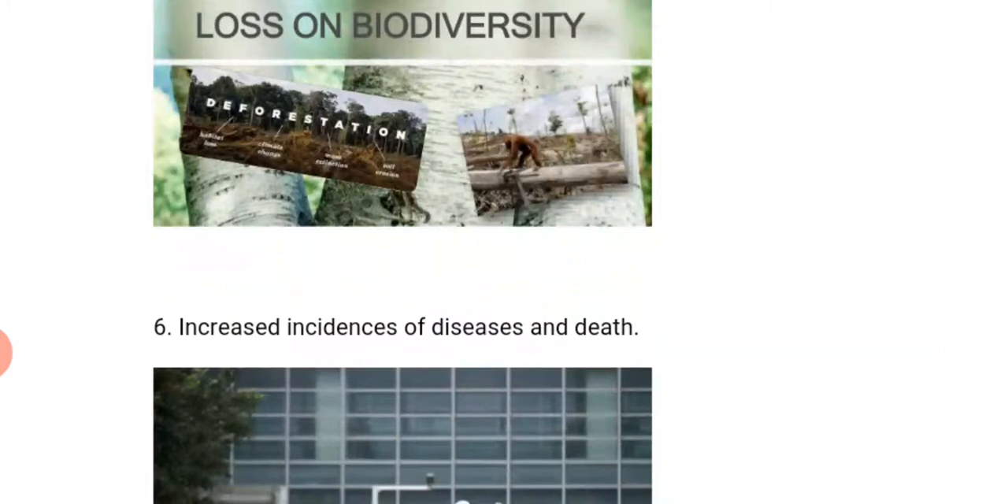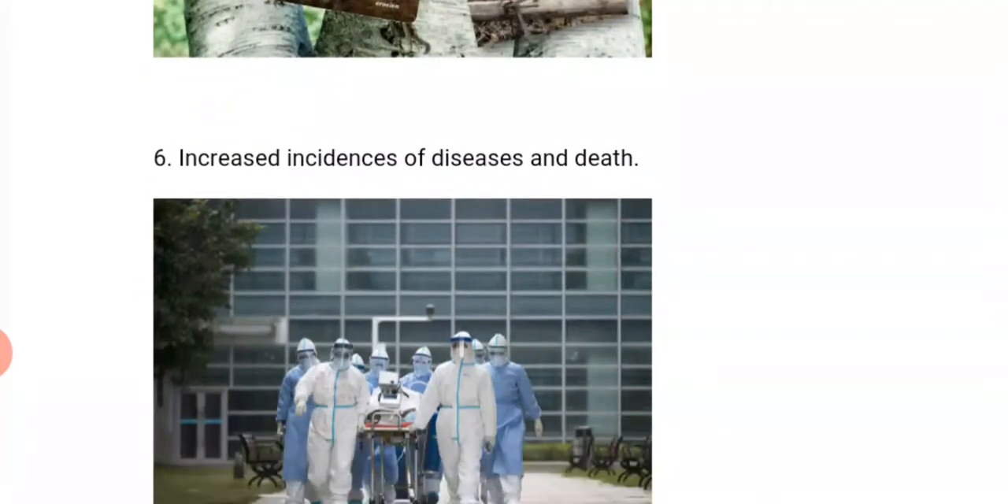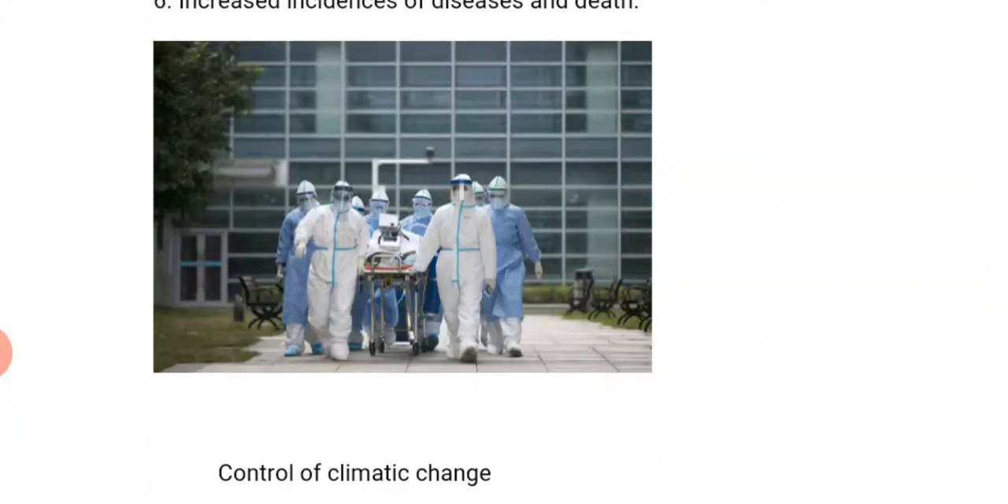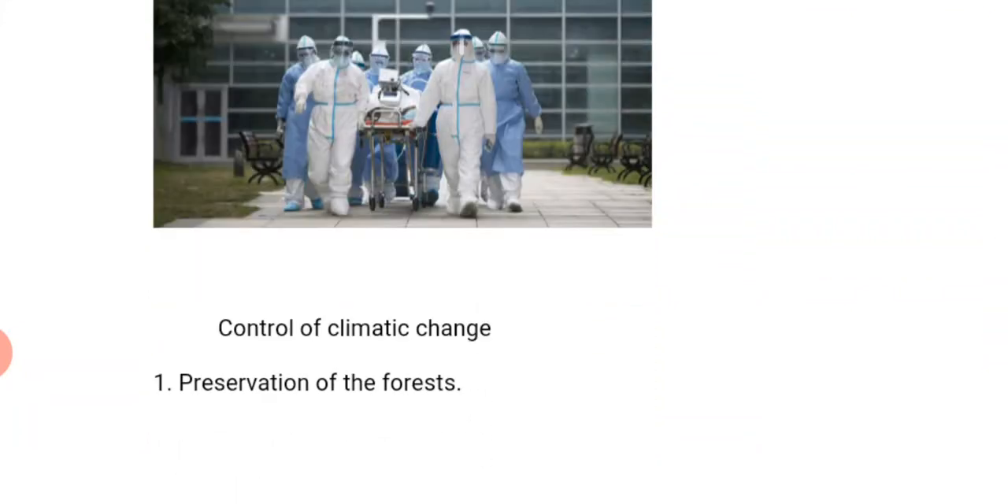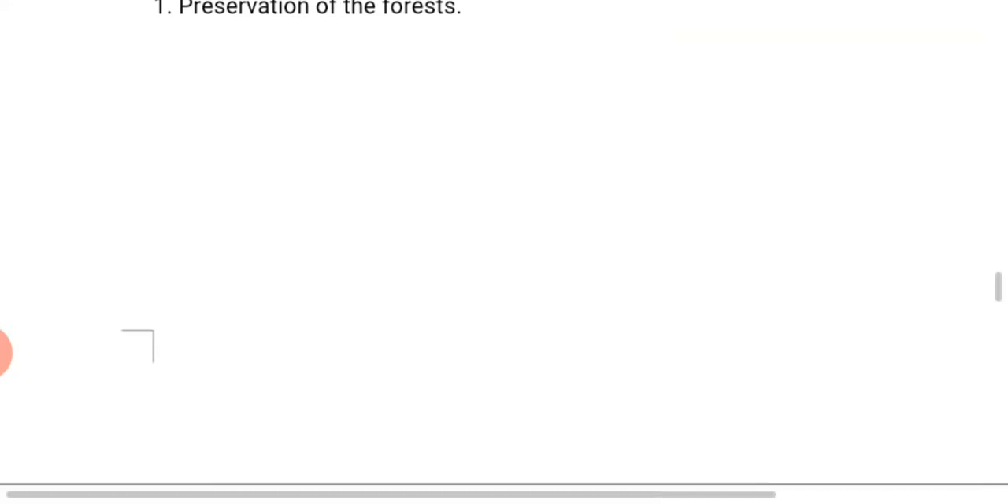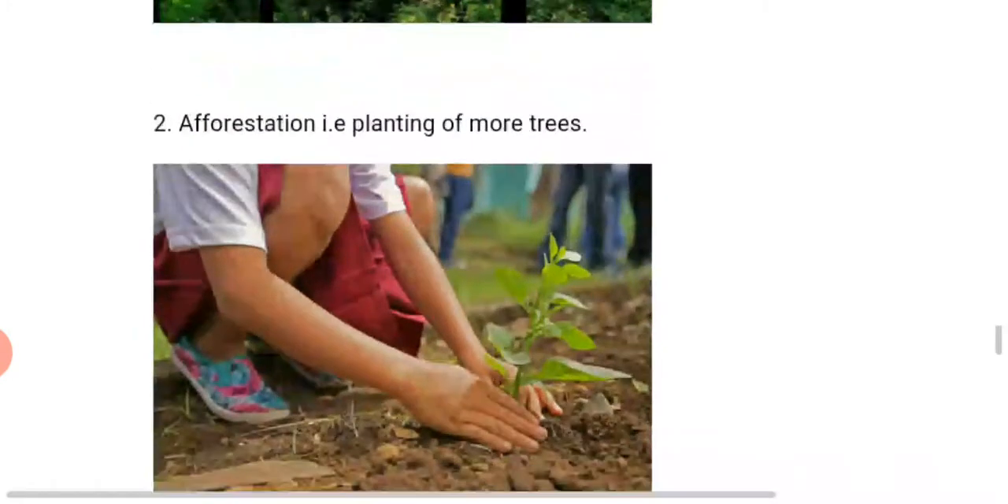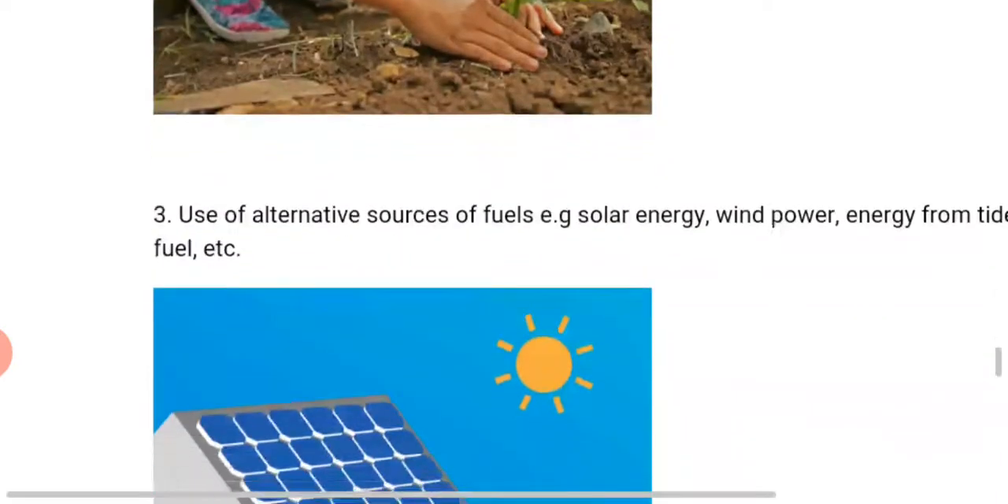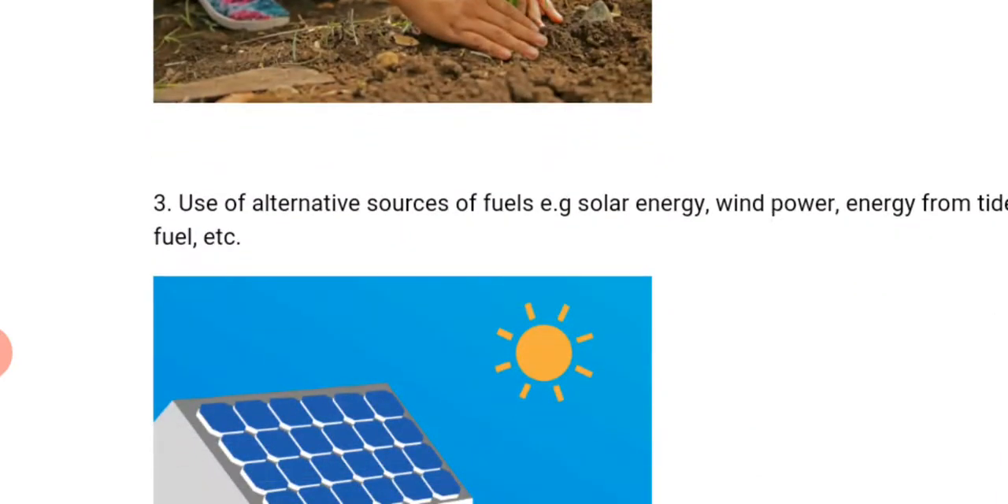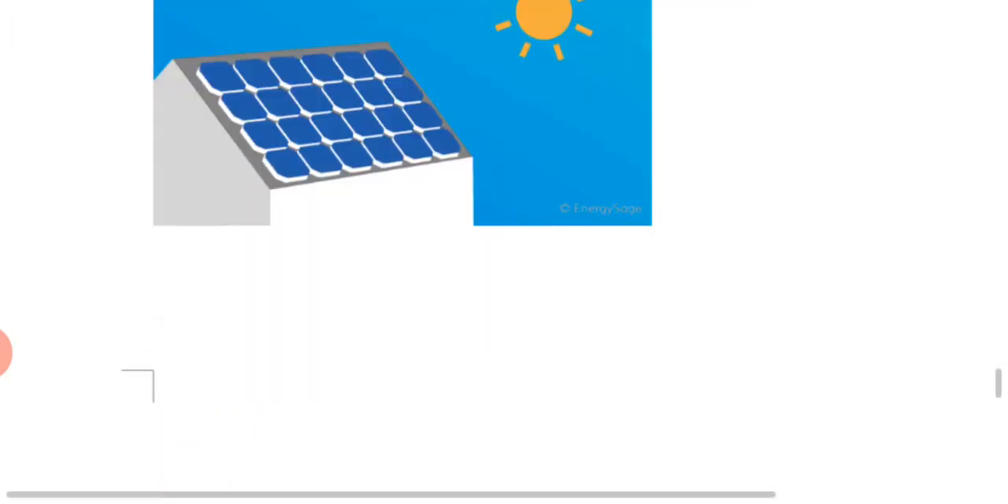And we also learned in this lesson ways of controlling the climatic change, that is global warming. 1. Preservation of the forests. 2. Afforestation, planting of more trees. And lastly, the use of alternative sources of fuels, e.g. solar energy, wind, energy from tides, and hydrogen fuels. With this, we come to the end of today's lesson.